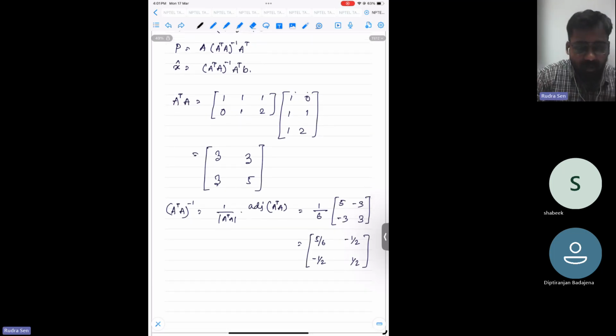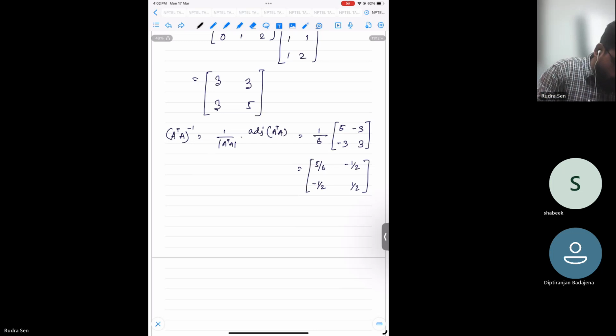For a 2 cross 2 matrix, it is very easy to find the inverse; it is a short process. For 2 cross 2, the adjoint is found by interchanging the diagonal element positions, while the off-diagonal elements stay in place, and you just put a minus before them. If it is a minus 3, then it will become a plus 3. So it is easy to find the adjoint for a 2 cross 2 matrix, but not that easy for a 3 cross 3 or 10 cross 10 matrix.